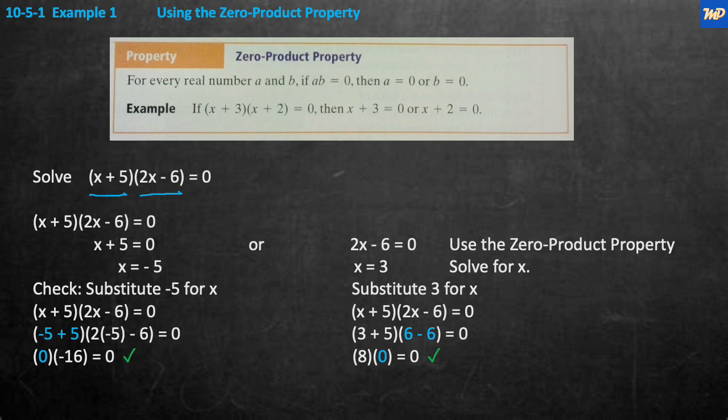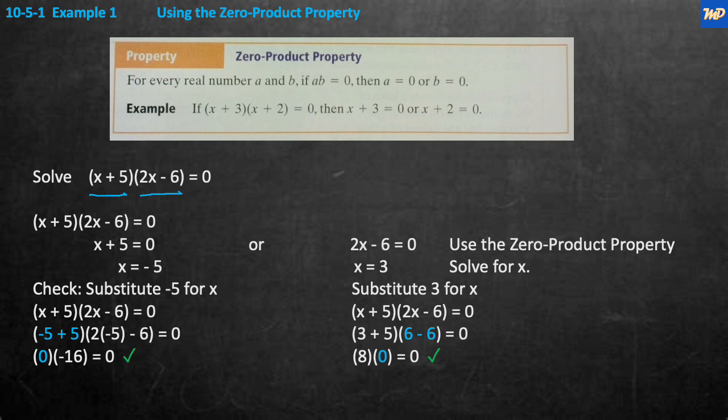We have the equation written here, the quantity x plus 5 and the quantity 2x minus 6 equaling 0. If we take each one individually, on the left-hand side, I'm going to write x plus 5 equals 0, because either one or the other has to equal 0. Or on the right-hand side, I can say 2x minus 6 equals 0. So using the zero product property, solve for x.